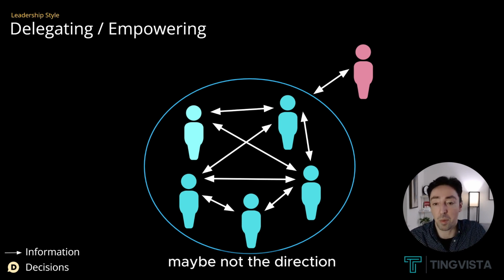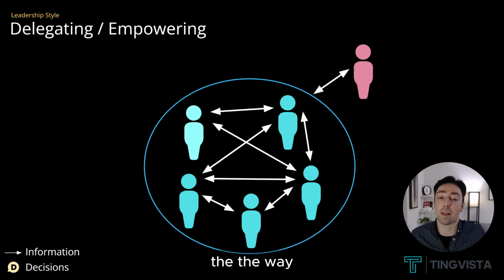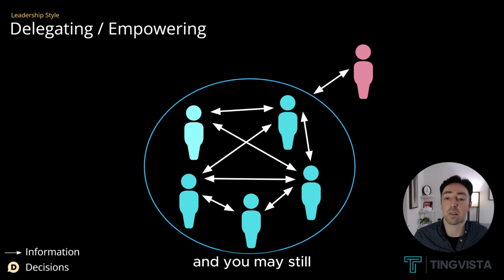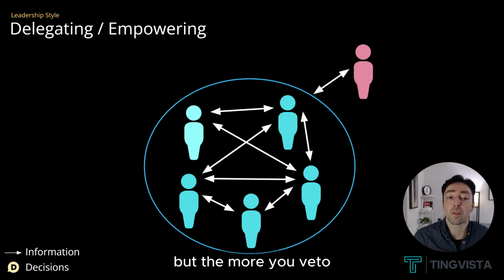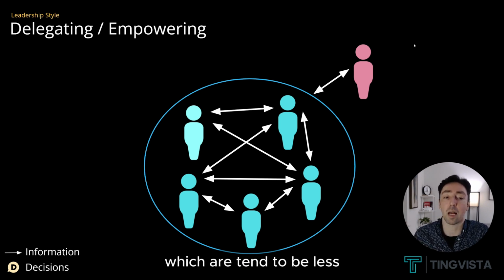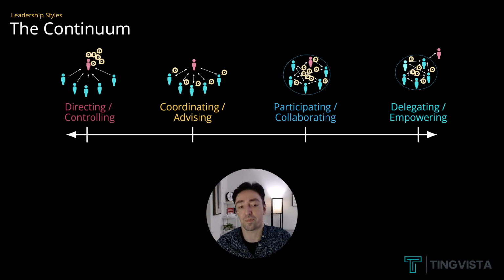They're owning maybe not the direction, but they're owning the way, the how of how we're going to solve the problem. And you may still veto certain things, but the more you veto their decisions and their direction, the more you're moving the culture of the team back towards the first kind of styles that we talked about, which tend to be less collaborative and tend to rely on you more. Now we're going to do a quick recap.